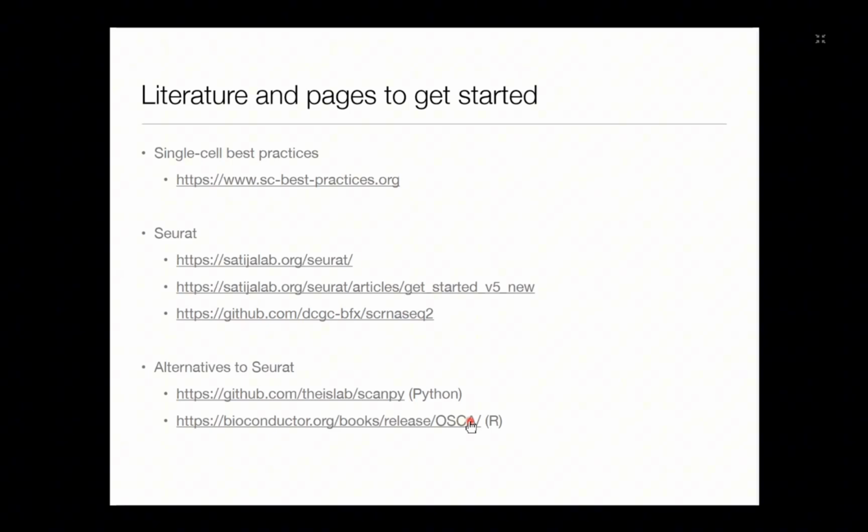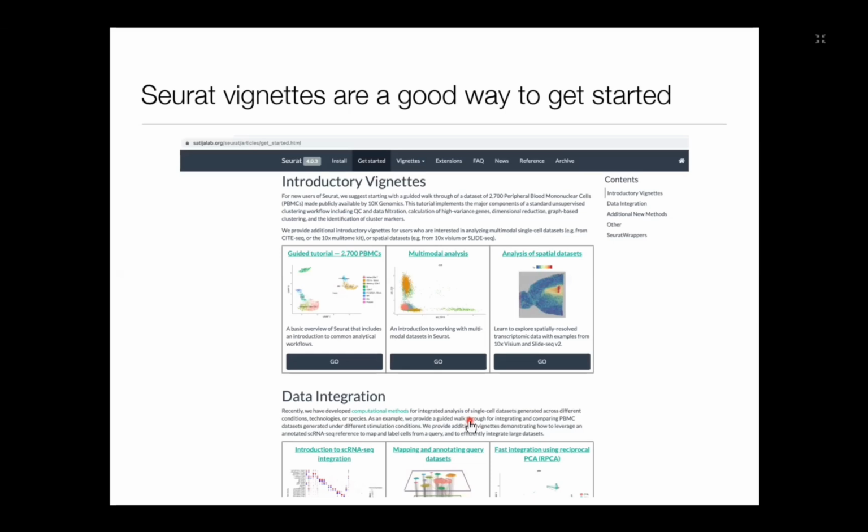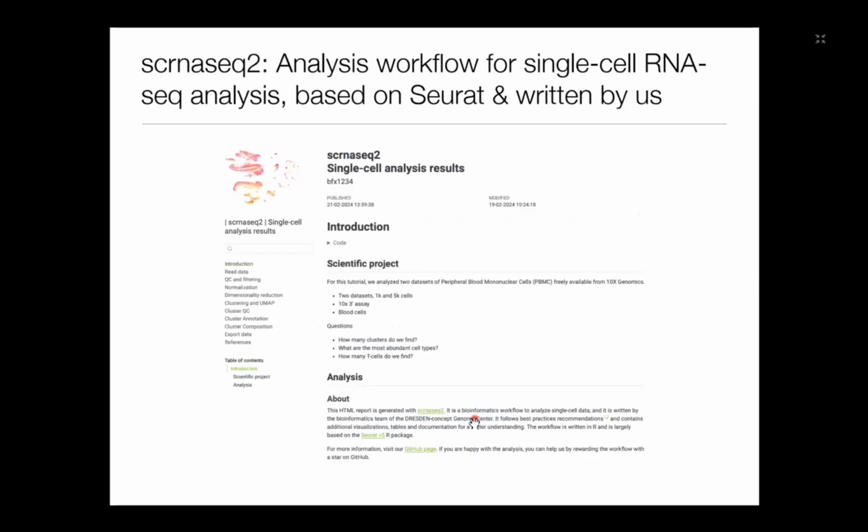If you're not an R person, there are also alternatives. For example, Scanpy, which is based on Python, and it's also very good. Oscar, but I never tried this one. So this is just from the website of Seurat. You see there are different tutorials. And just start with the top left one if you're new to single cell analysis and try to reproduce what they have. And here a screenshot of our scRNA-seq 2 workflow.